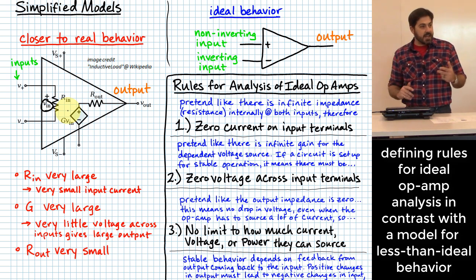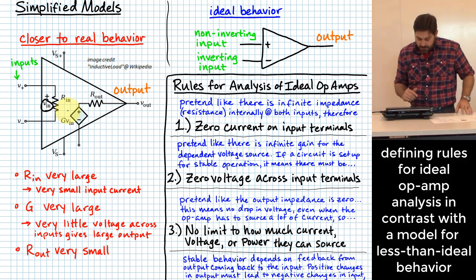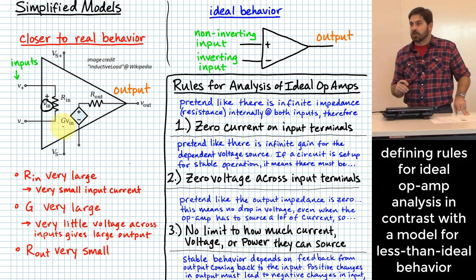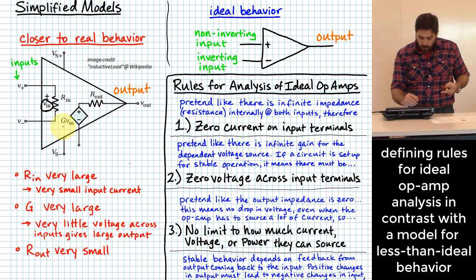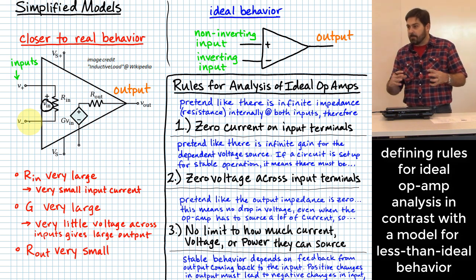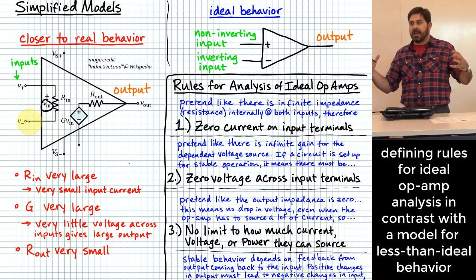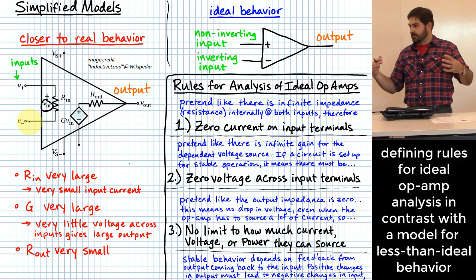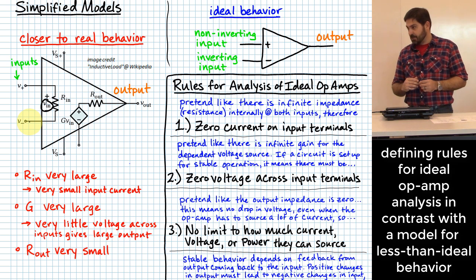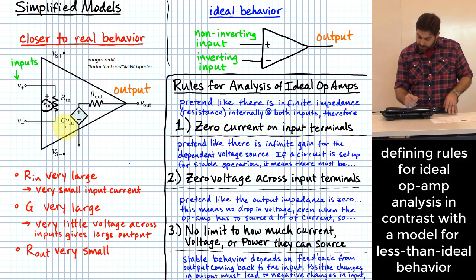Okay. The second characteristic they're all trying for is to make this G factor right here as large as possible. Meaning that if you put any voltage across these input terminals at all, it's going to try to amplify that voltage as infinitely as possible. Now again, that has its limitations. You can't physically do that in the real world, but the larger that G is, the better your op-amp is.